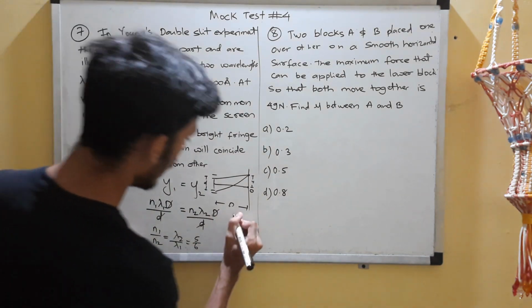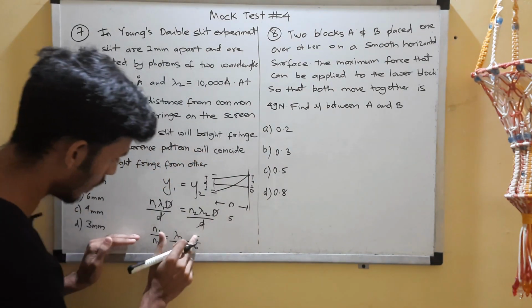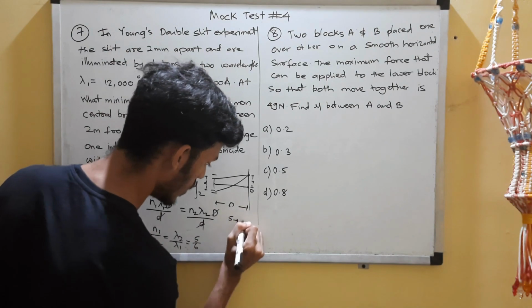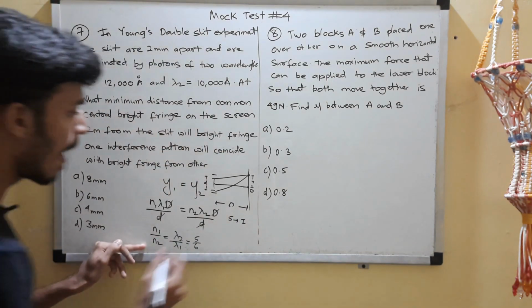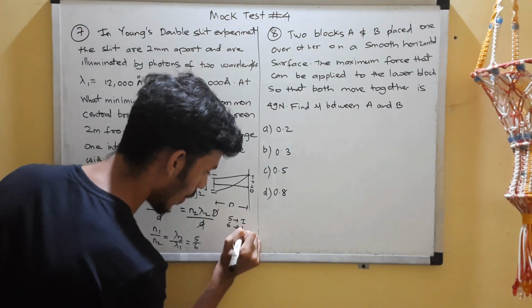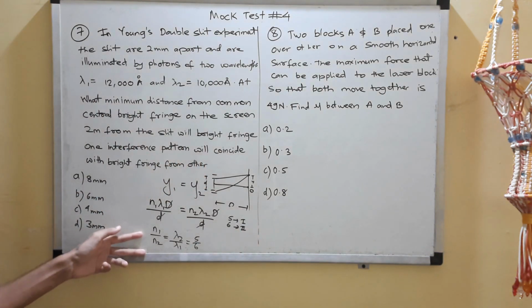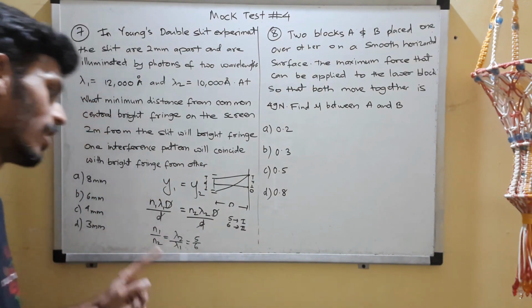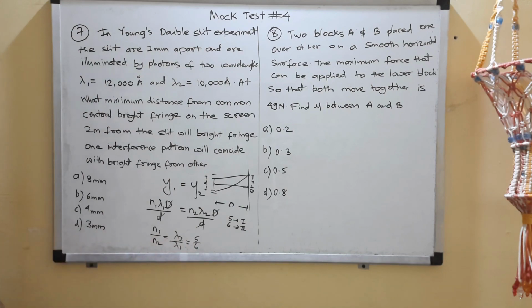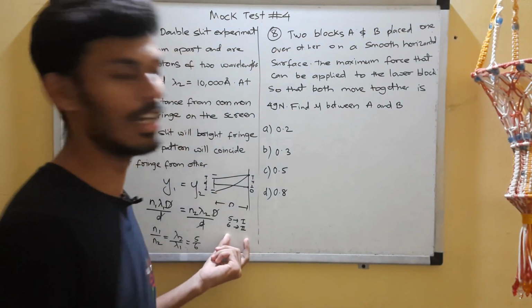It says that the fifth fringe of the first interference pattern matches with the sixth fringe of the second interference pattern. Fifth fringe of the first interference pattern matches with the sixth fringe of the second interference pattern.